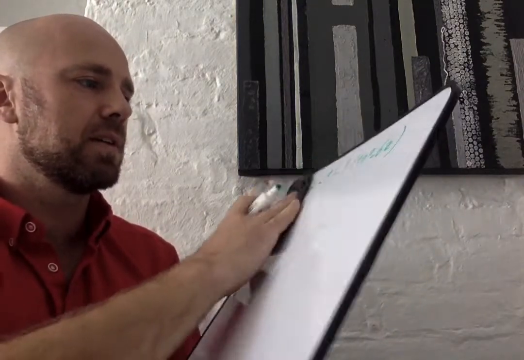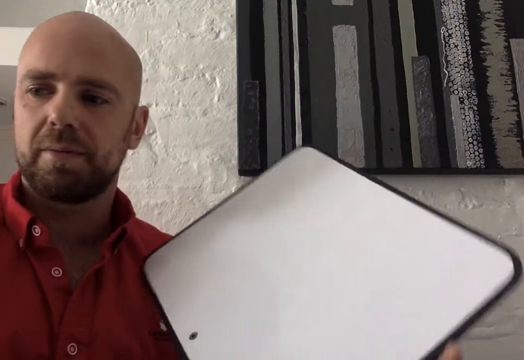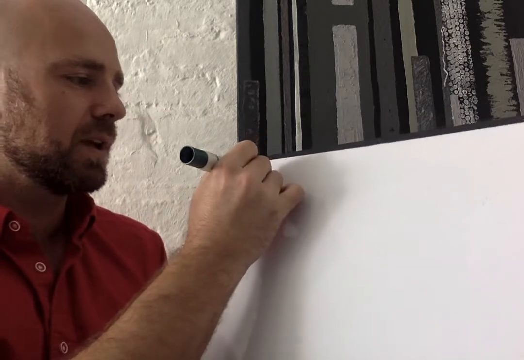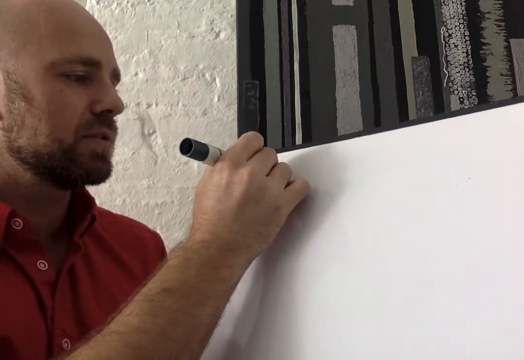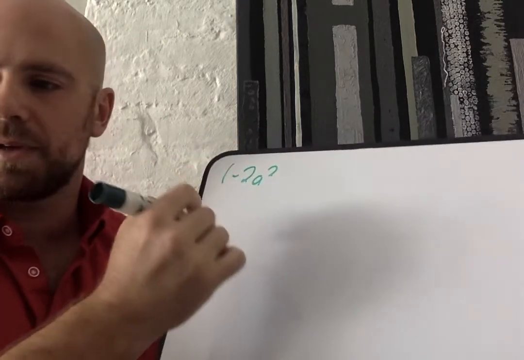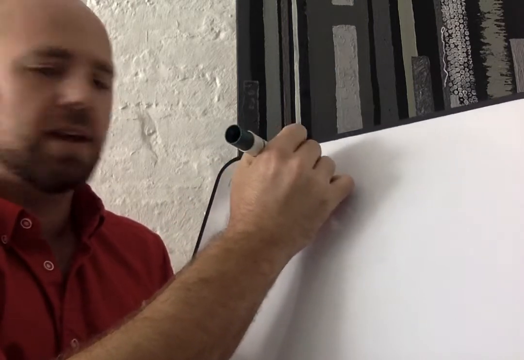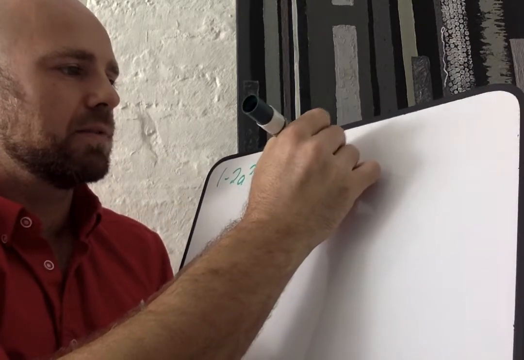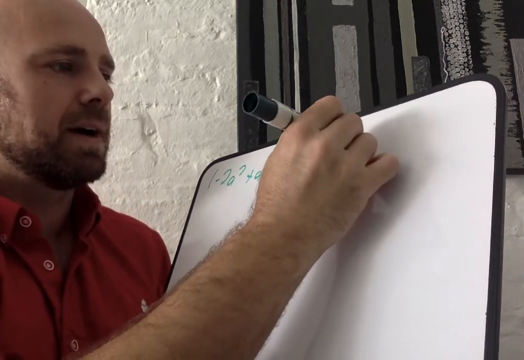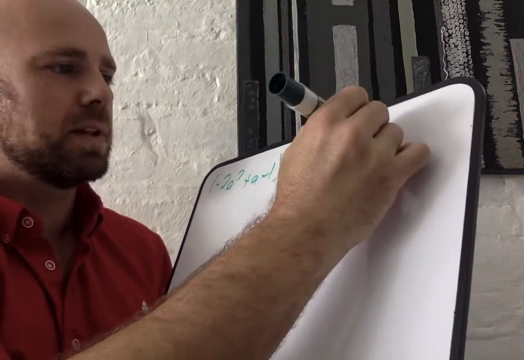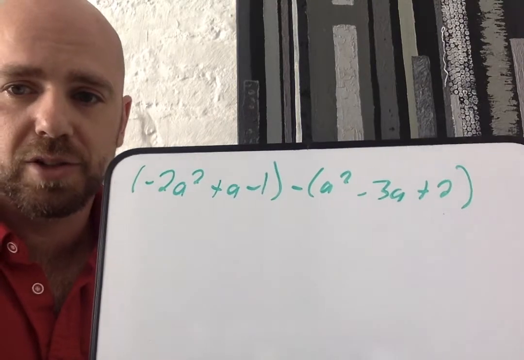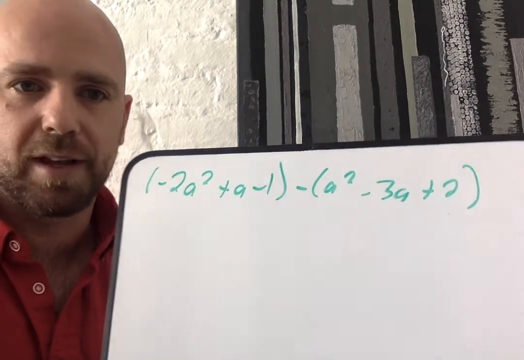Okay, I'm going to turn my thing sideways because these are a little bit longer. All right. So here we're doing a trinomial minus a trinomial, okay? So we've got negative 2, we'll use a this time, a squared plus a minus 1, minus, we've got a squared minus 3a plus 2. Okay, so feel free to pause it, try it out, and then I'll go over the answer when you're back.